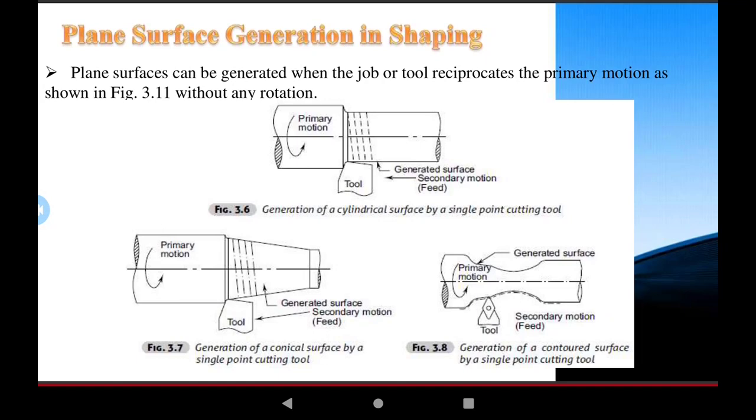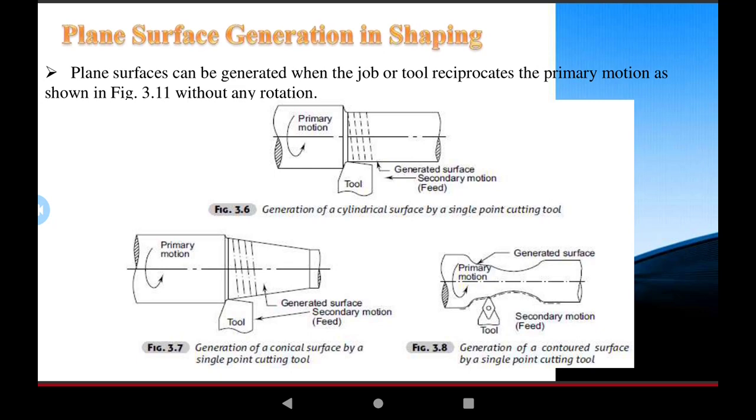When the job or tool reciprocates, that is the primary motion, as shown in the figure. I know that in the shaping machine the tool is reciprocating, and the workpiece is stable on the table. The holding of the job is done using jigs and fixtures, and the tool is provided with forward and backward motion.